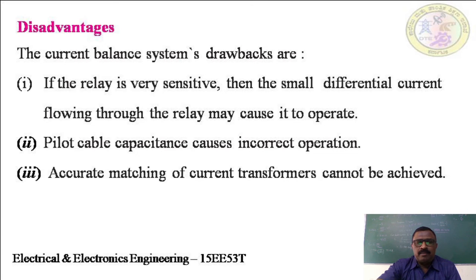So we are using pilot cables to connect CT1 and CT2, which are connected on either side of the alternator winding. These pilot cables have a capacitance. It causes inaccurate or incorrect operation. The accurate matching of current transformers cannot be achieved. So we should match the current, but since there is capacitance in the pilot cable, you cannot go for accurate matching.